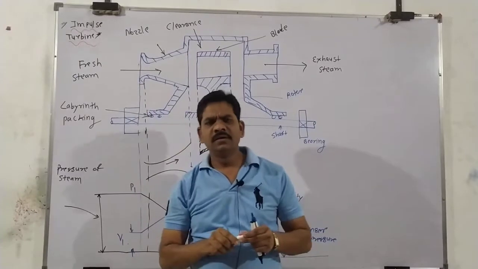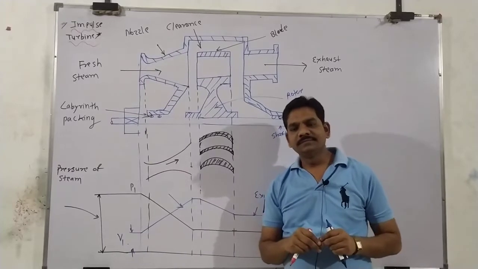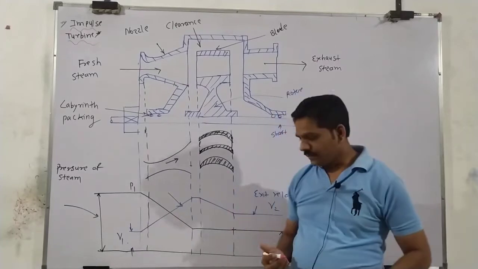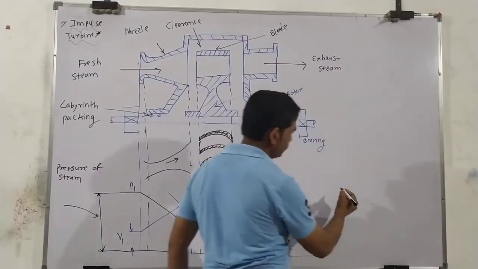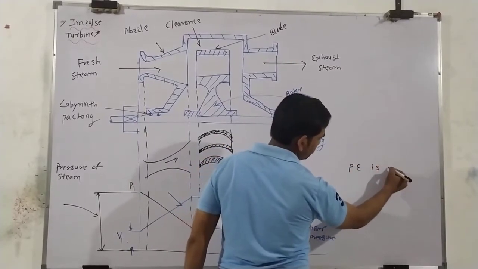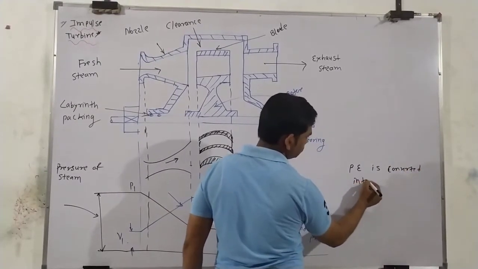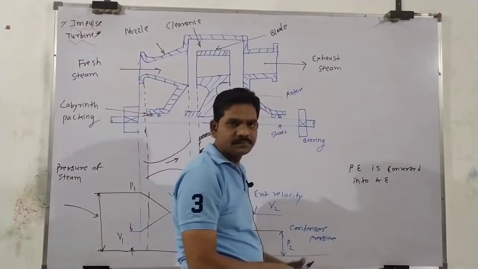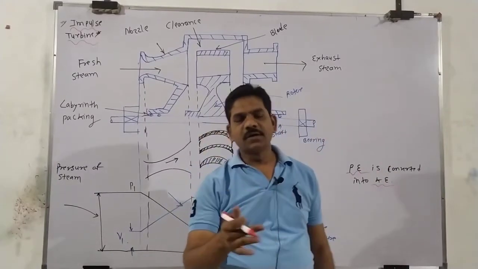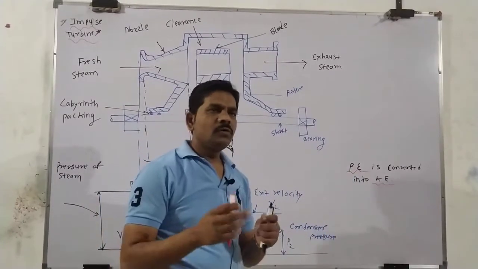Okay, simple impulse turbines. I have already drawn the diagram of the simple impulse turbine here. We know the definition of the impulse turbine. In an impulse turbine, the pressure energy is converted into kinetic energy. This is the simple definition of the impulse turbine.